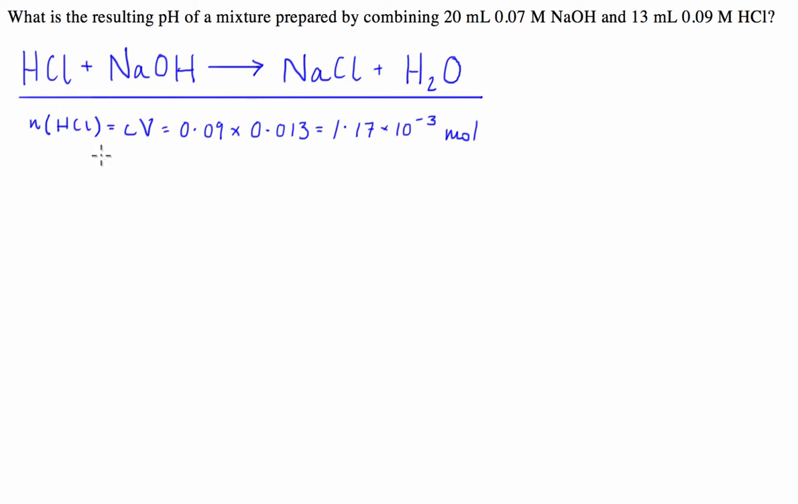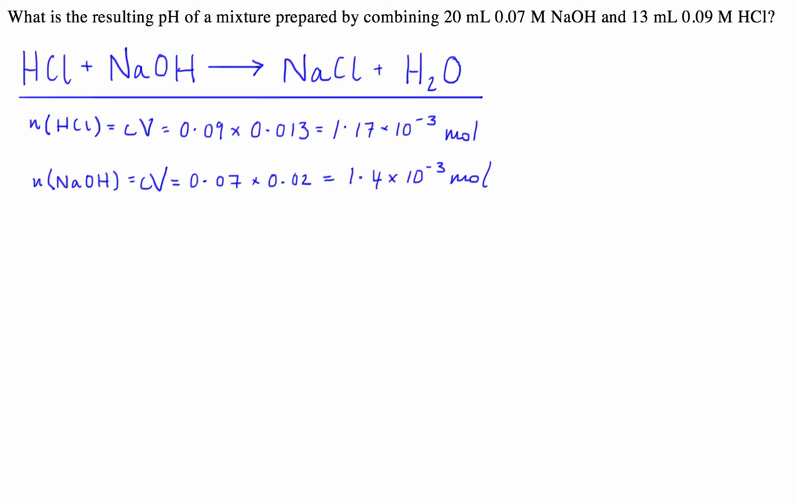What we're then going to do is work out the number of moles of the sodium hydroxide, NaOH. We're also going to use the formula concentration times volume, and in this case the concentration is 0.07, so it's more dilute than the acid, but we have 20 mL of it instead of 13, so we have more of it. And this is going to be 1.4 times 10 to the negative 3 moles.